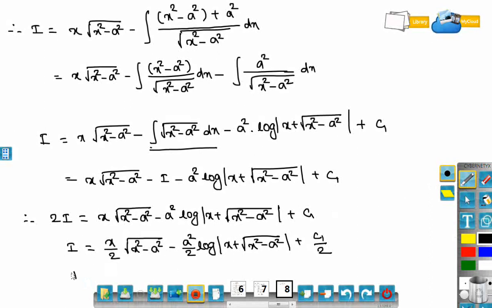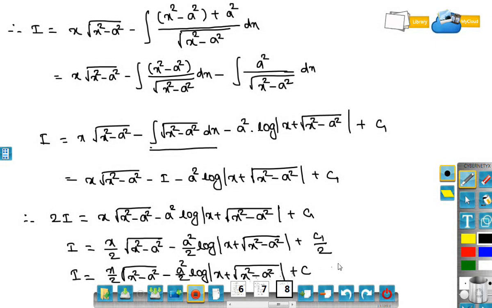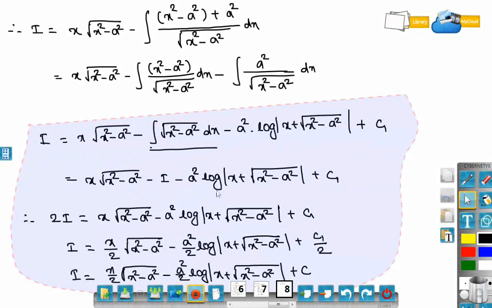Conclusion: I is equal to x by 2 under root of x square minus a square minus a square by 2 log of mod of x plus under root x square minus a square plus C, since C1 by 2 is nothing but the constant C. So that is the second result.